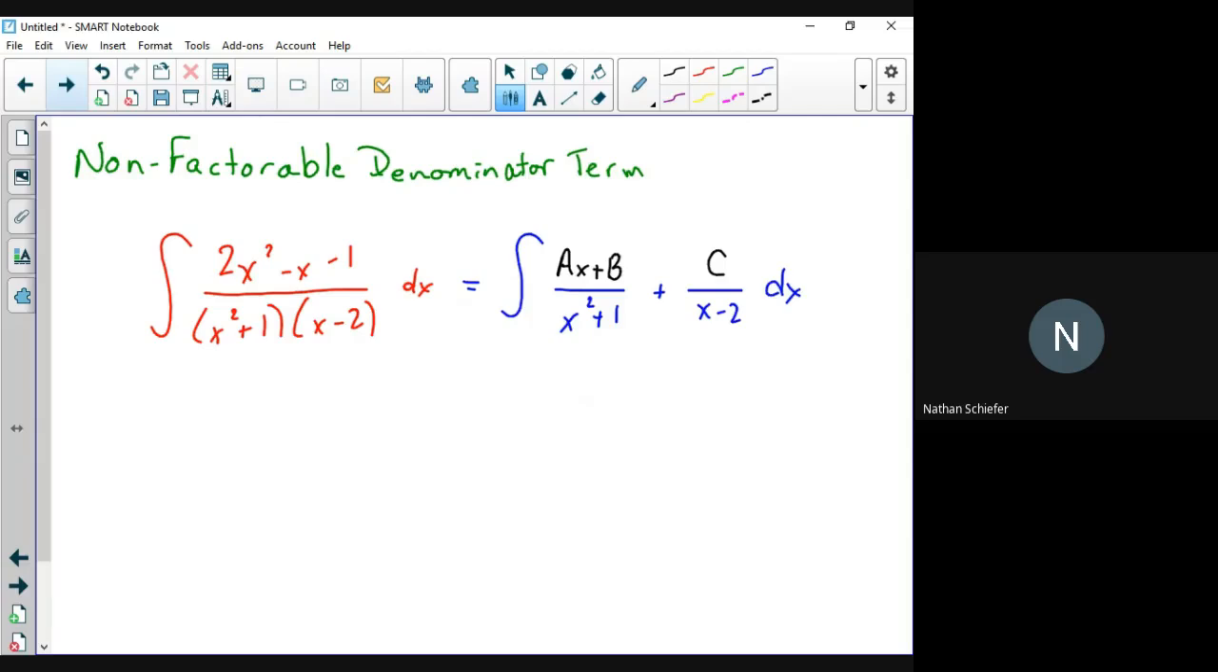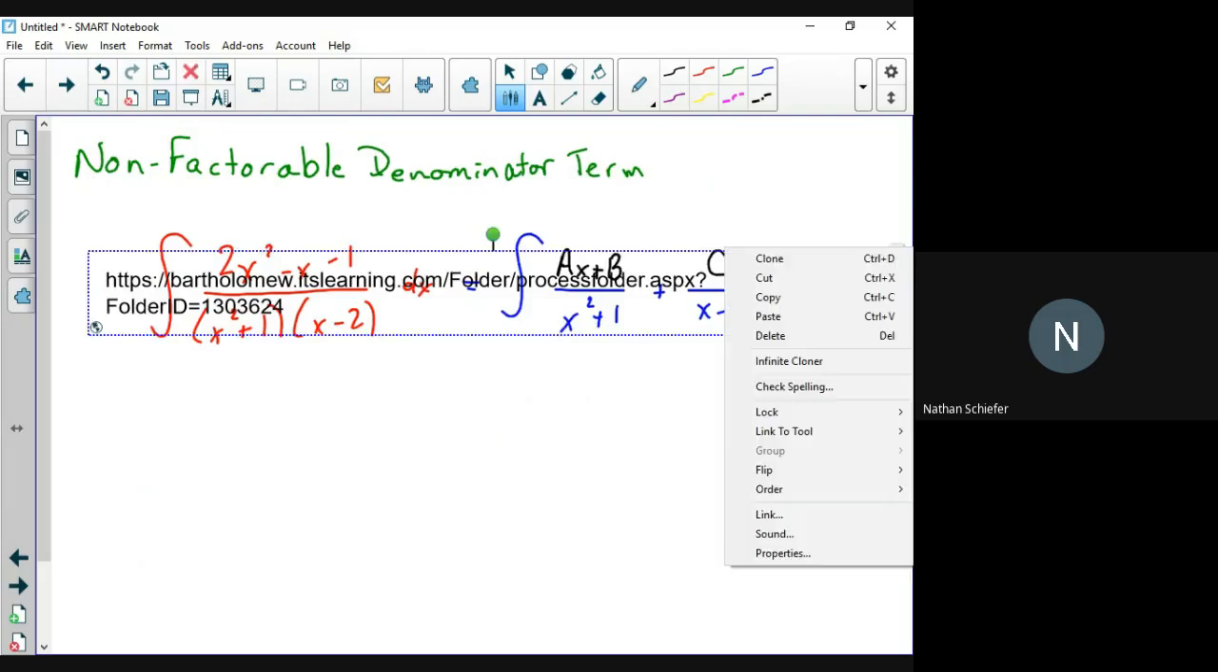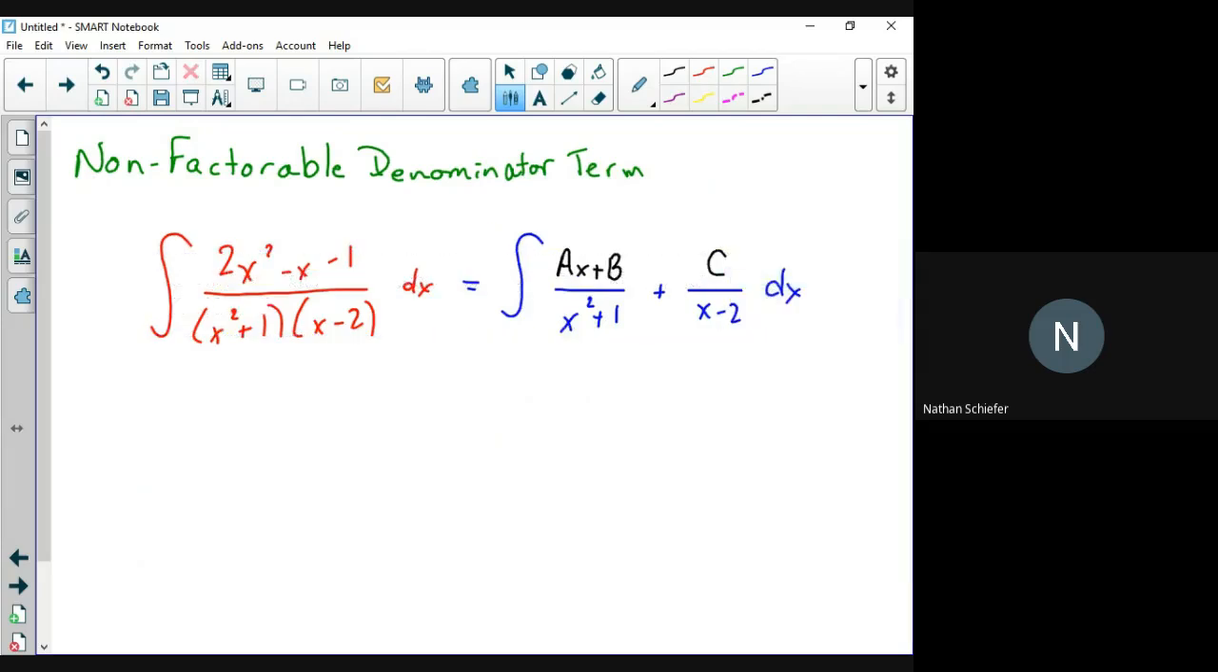So I've got linear in the denominator, that has to be a constant, one less than that degree. If I've got a quadratic in this first one, I can have a line in the numerator. That does not show up very often, but it does show up occasionally.